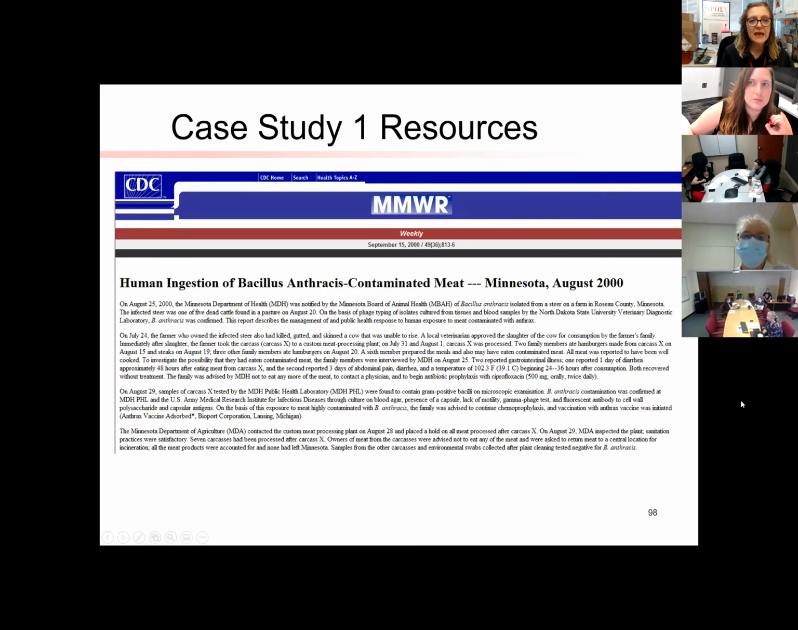The example I gave came from a case study back in 2000 in Minnesota, a farmer that had worked with cattle and actually did get the organism.